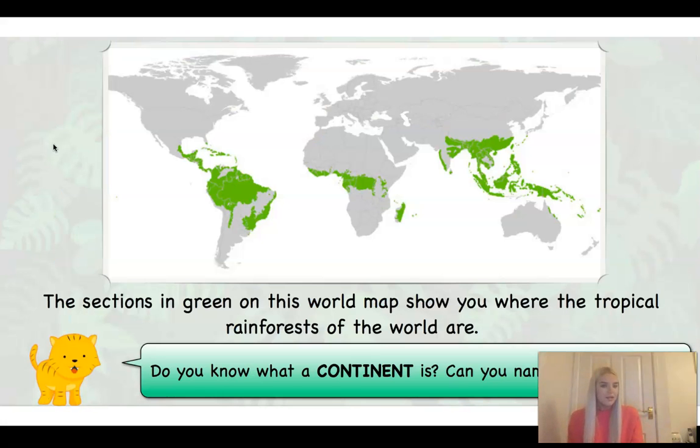Now here's a little bit of a different map, but it's still the world map. And the sections in green on this world map show you where the tropical rainforests of the world are. Now we want to find out what are the continents where most tropical rainforests exist, and that is our goal for today. But firstly, we need to understand what a continent is and whether we can remember any of the continents. Now there are 7 continents, and I'll give you a clue.